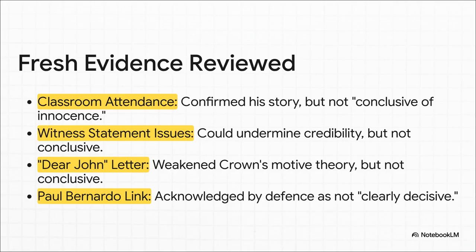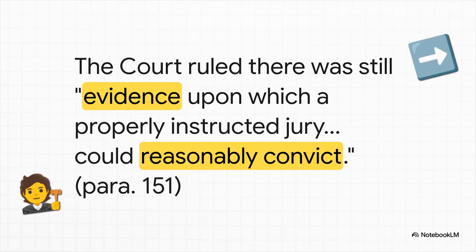The defense team brought forward a ton of new evidence. They had stuff that backed up Baltovich's story, things that undermined the Crown's witnesses, and even a potential, though speculative, link to the serial killer Paul Bernardo. But while all of that weakened the Crown's case, none of it was strong enough to hit that clearly decisive mark. So in the end, the court landed here. They said, look, the first trial was unfair, no question. But there was still just enough evidence that a new jury, one that was properly instructed by a neutral judge, could still reasonably convict him. They couldn't rule it out, so they couldn't just acquit him.